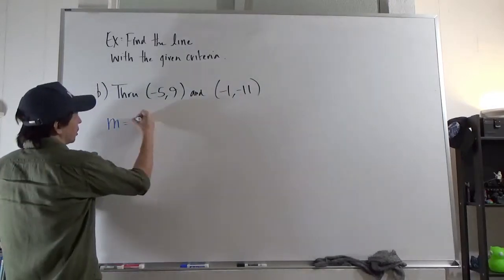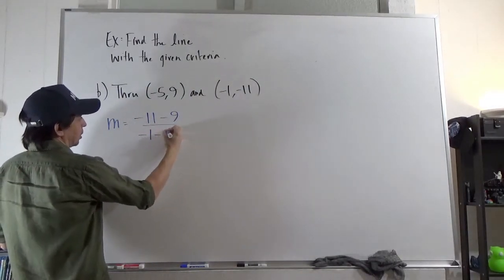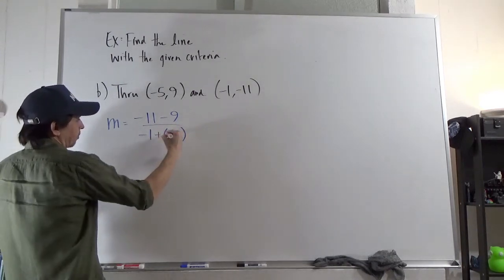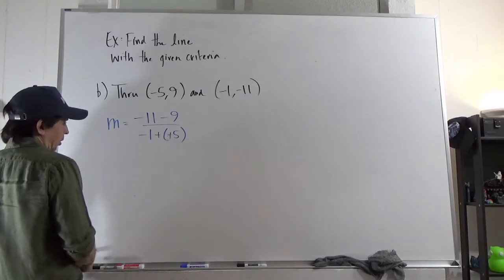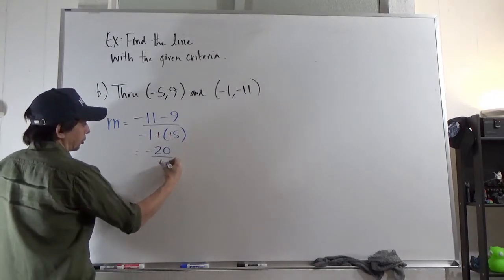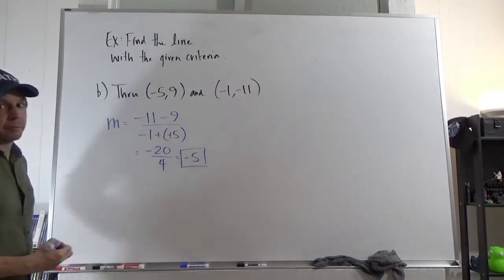Slope is -11 minus 9 up top, and then -1 minus a -5. I'll get -20 up top, positive 4 on the bottom, and my slope is -5.